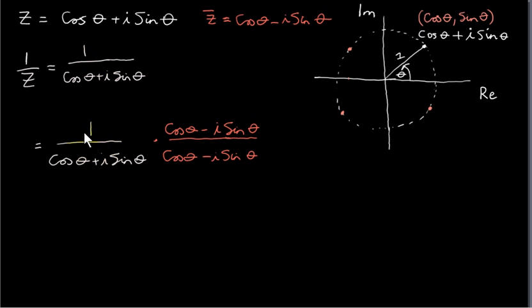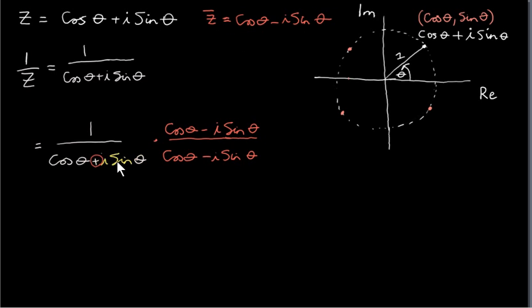Now in a previous video I explained how to do division of complex numbers. What you do is you multiply above and below by the conjugate of the denominator. The conjugate of the denominator is got by changing the sign of the imaginary part. So the imaginary part of this complex number is actually sine of theta, and we change its sign, so the imaginary part becomes minus sine of theta. The notation for the conjugate of z is z bar.